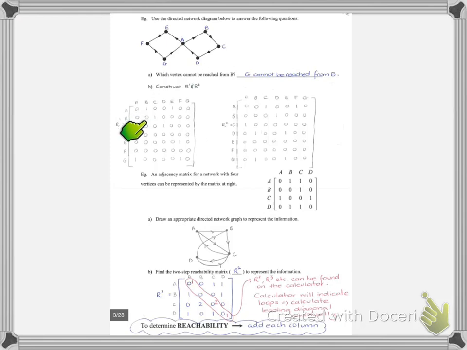Now what I'd like you to do is try to construct these 1- and 2-step reachability matrices, and you can check back and see if you've got the answers correct.